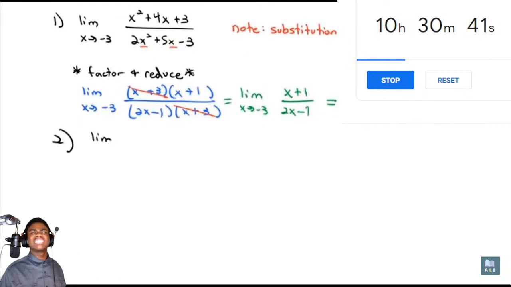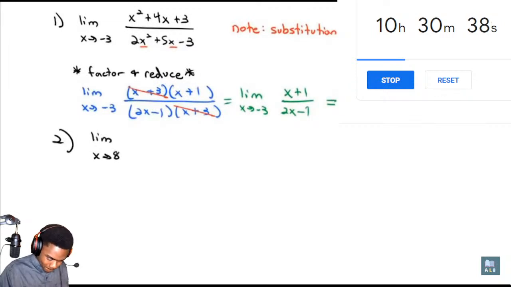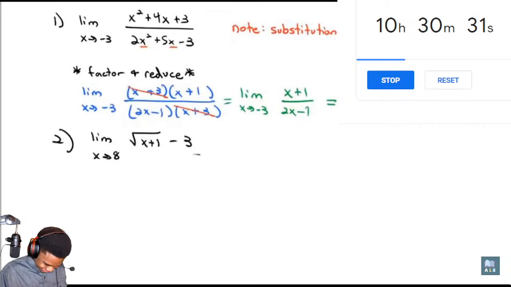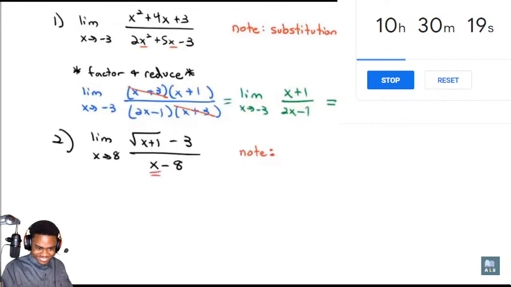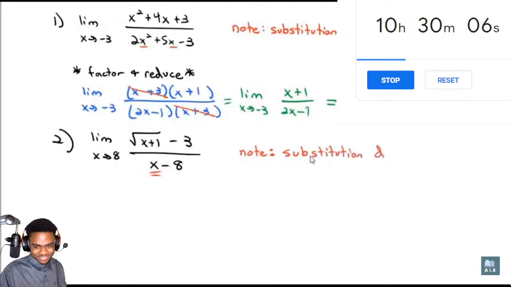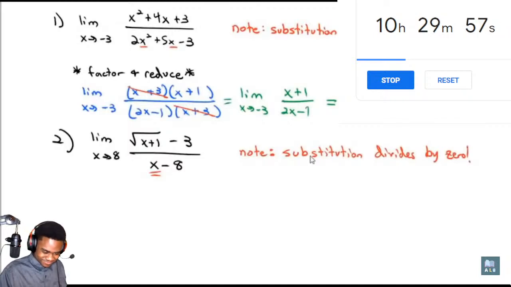Here's a second problem. The limit as x goes to 8 of the square root of x plus 1 minus 3 over x minus 8. Again, we have the same note. If we substitute in the denominator, 8 minus 8 will be 0. So substitution divides by 0. We can't do that. So we need another trick.